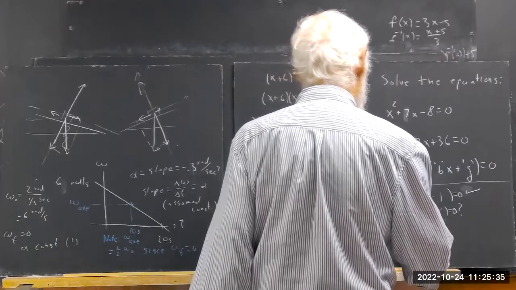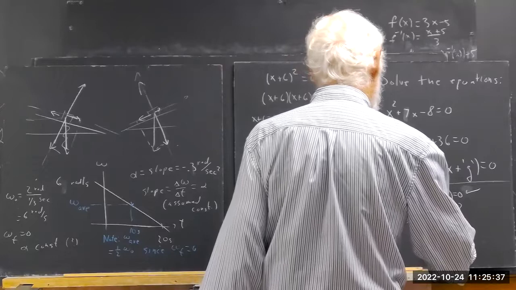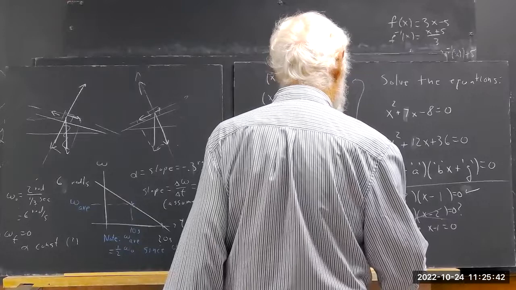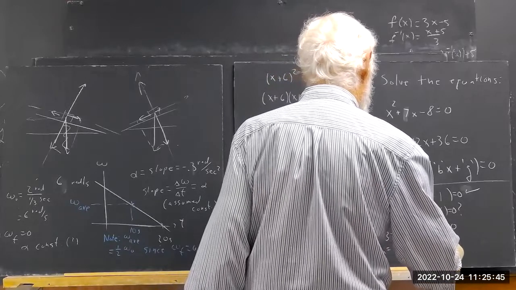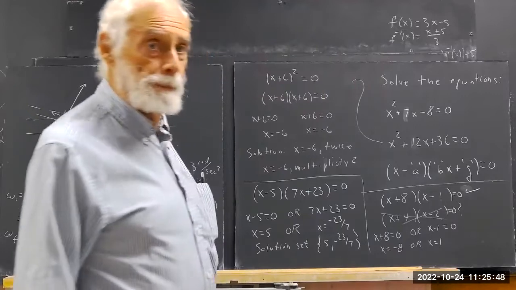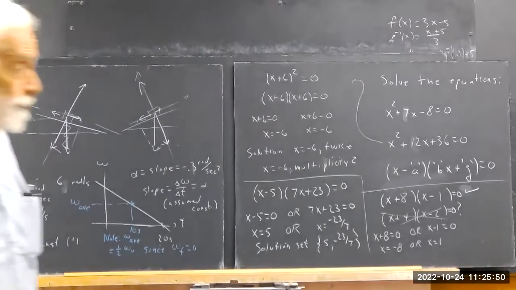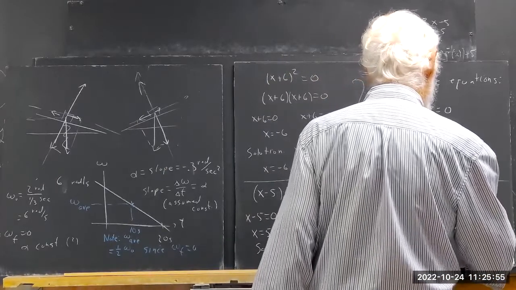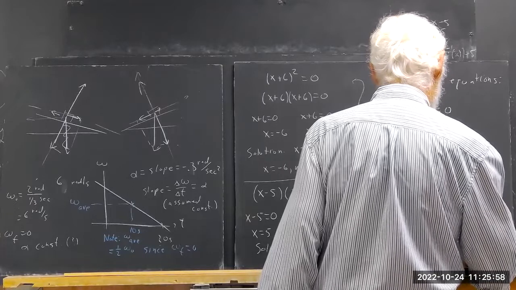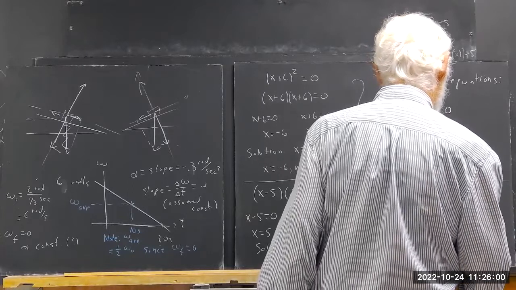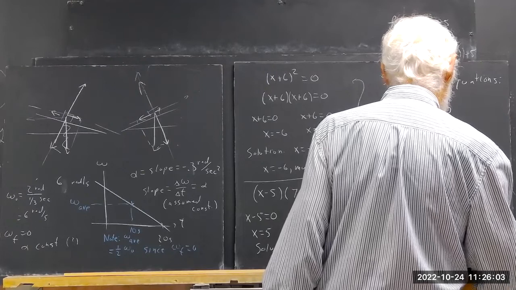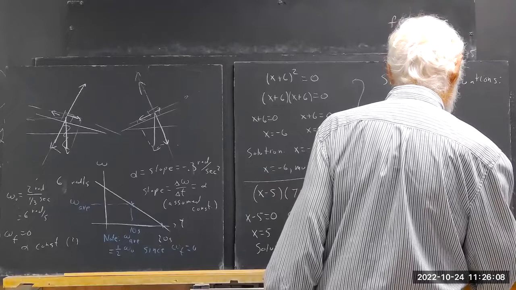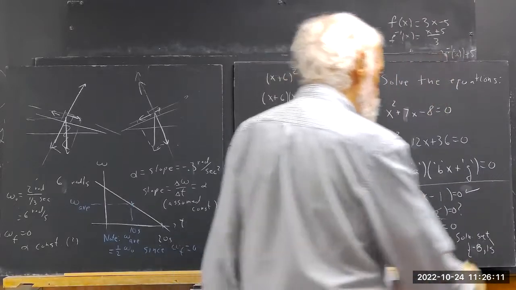equals 0. Or x minus 1 equals 0. So that x equals negative 8 or x equals 1. And then we write the solution set. Negative 8, 1.